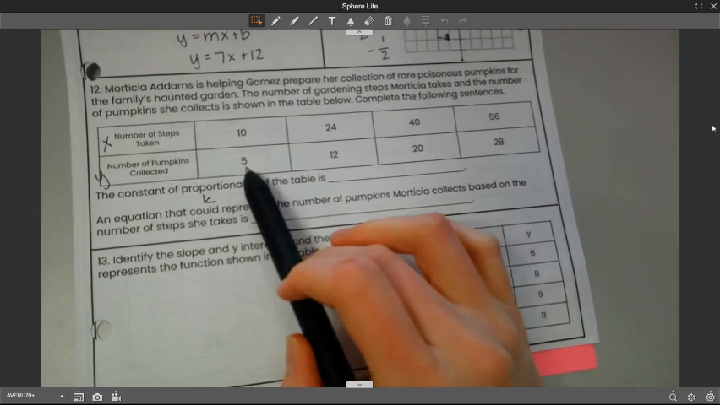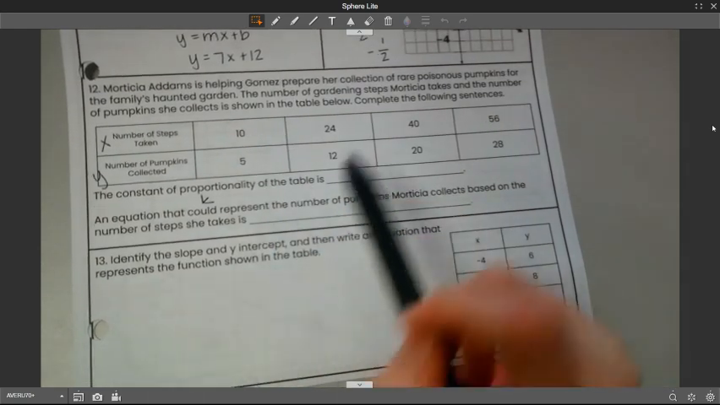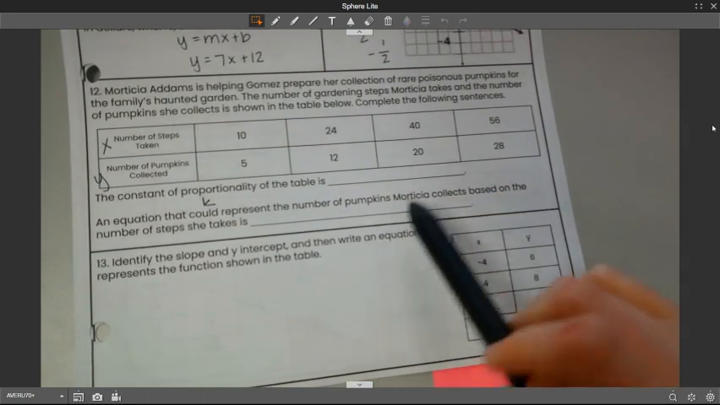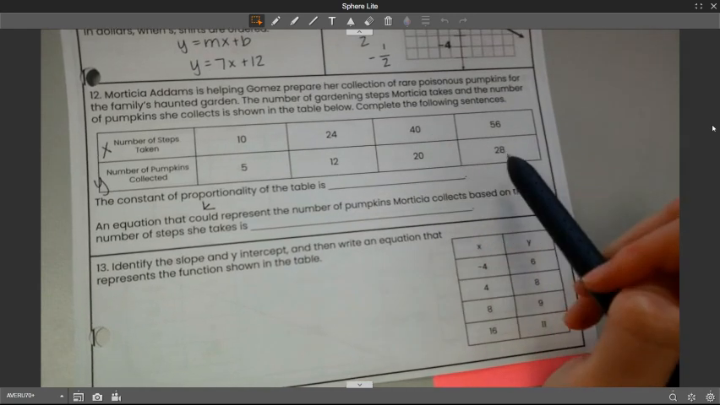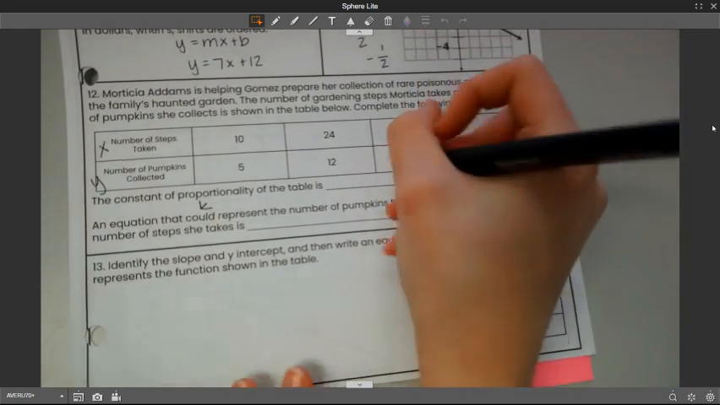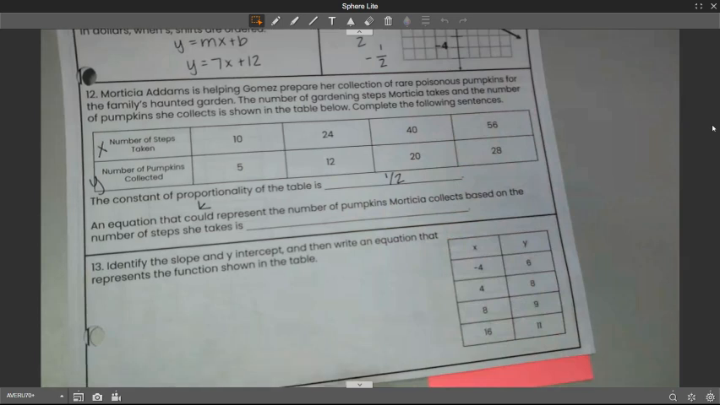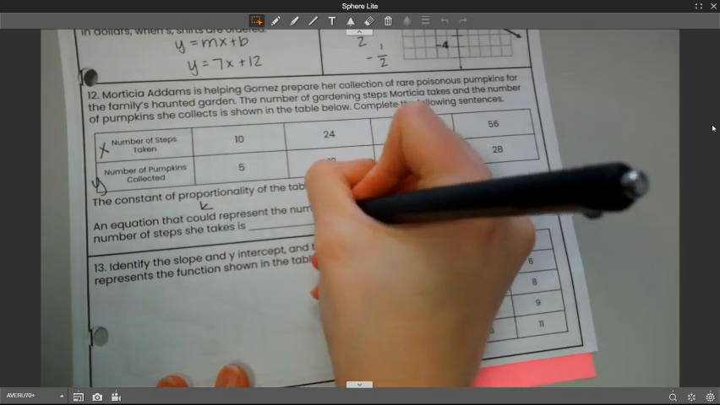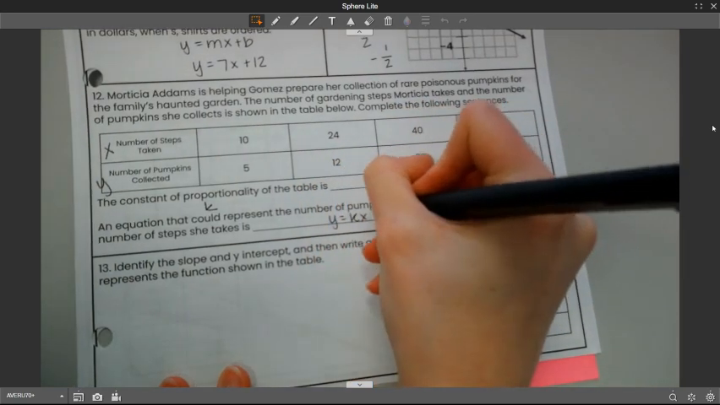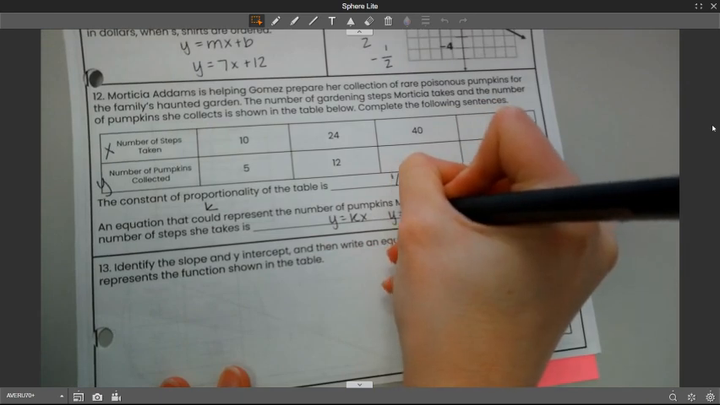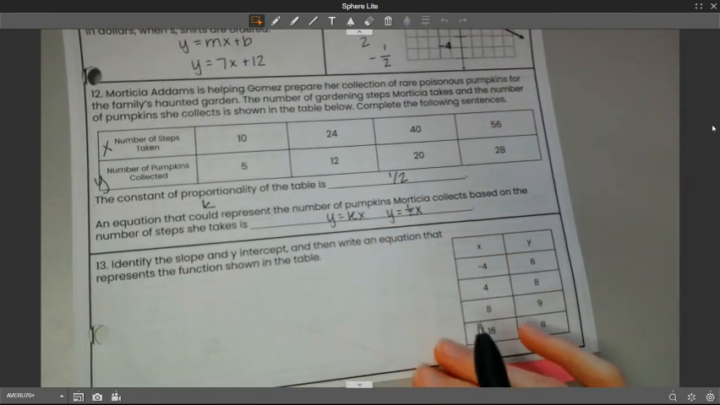So we have 5 divided by 10, that's 1/2. 12 divided by 24, 1/2. 20 divided by 40, 1/2. 28 divided by 56 is also 1/2. So our constant of proportionality, or k, is 1/2. So our equation is going to be y equals kx, and our k is 1/2, so y equals 1/2 x.